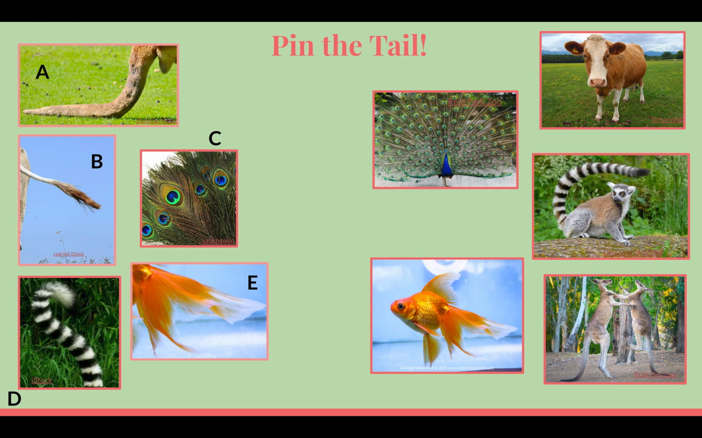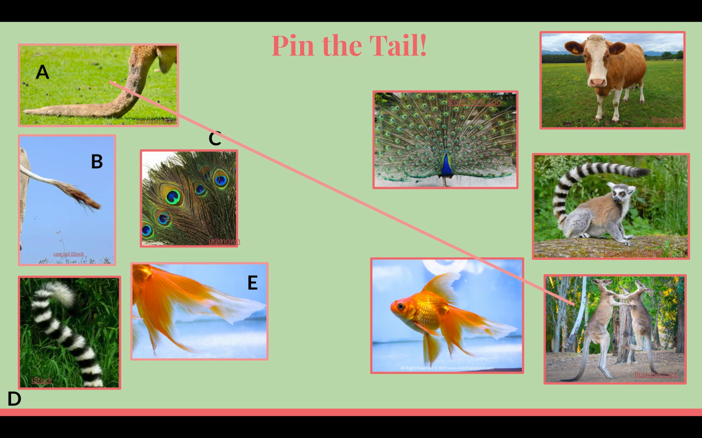So I will say the letter of one of the tails and give you a second to say which animal it matches to. A. If you said kangaroo, you're correct. Kangaroos have really strong tails and can even balance on their tail in what is termed as a tripod stance when they fight with one another.